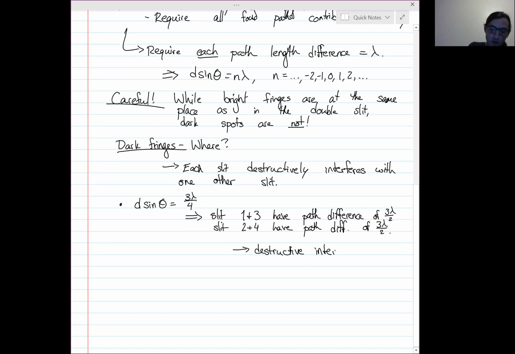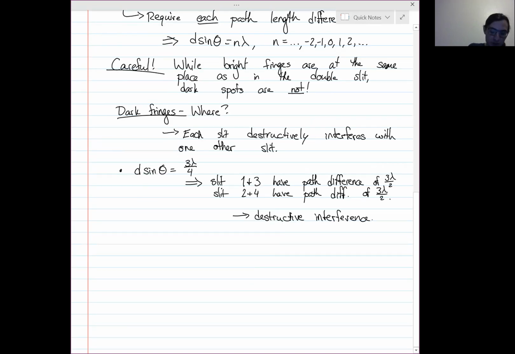So at the angle where d sine theta is equal to 3 lambda over 4, we would get destructive interference. There's another case. Let's say d sine theta is equal to lambda over 2. Then slits 1 and 2 and 3 and 4 have path differences of lambda over 2, right?